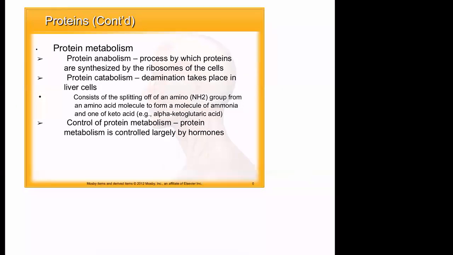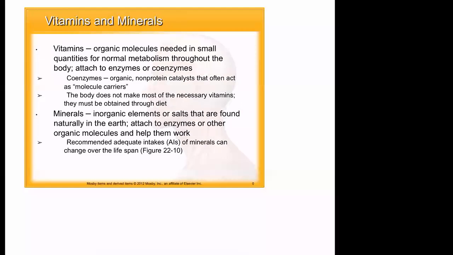And again, not surprisingly, the metabolism of proteins is going to be controlled by hormones mostly. Vitamins often act as coenzymes. So remember, an enzyme is a protein that's going to catalyze a reaction. So sometimes we need these helpers. And that's sort of the best way of thinking of a coenzyme. It is going to, in some way, work with an enzyme that's going to help these biochemical pathways occur. Of course, most of these we are going to take in through our diet.